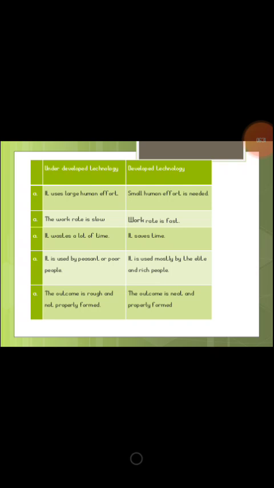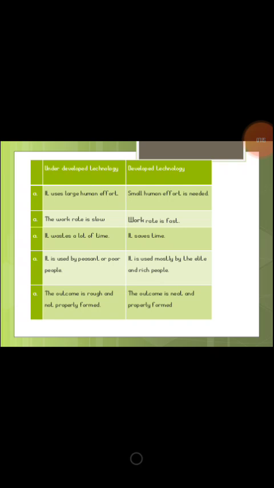And lastly, the outcome of underdeveloped technology is rough and not properly formed, and the outcome of developed technology is neat and properly formed. For example, when you use your needle and thread to sew your clothes, and we use our sewing machine to sew our clothes, we can see the outcome between the two. The outcome of the underdeveloped technology will be rough. It will not be properly sewed, while the sewing machine will sew our clothes neatly, and the outcome will be properly formed.